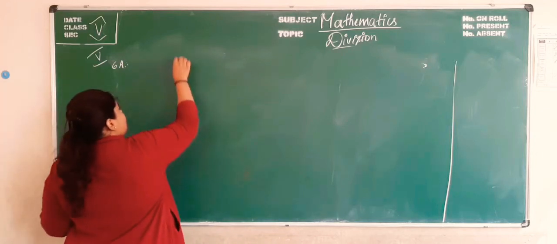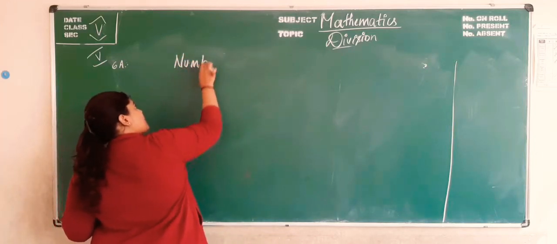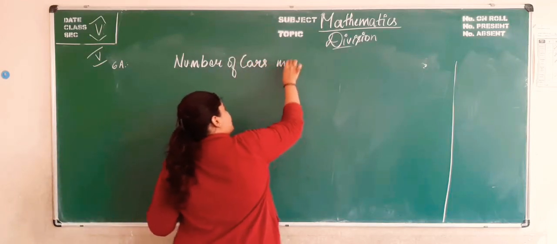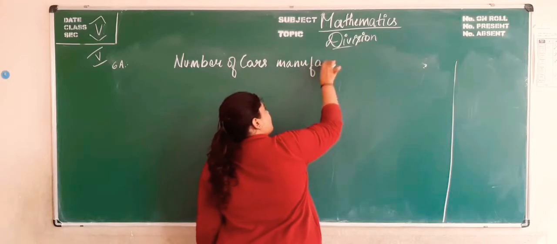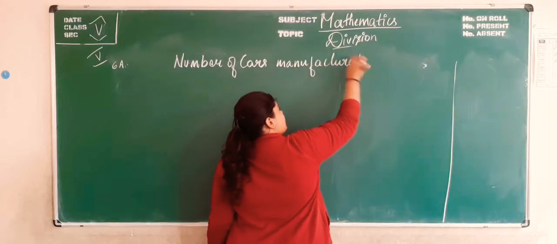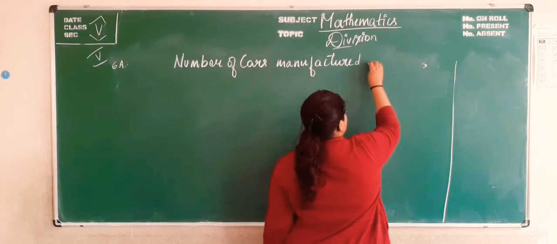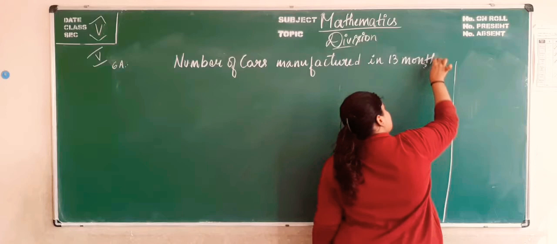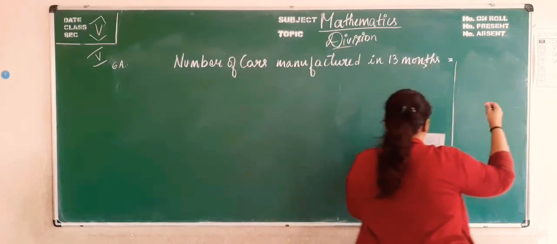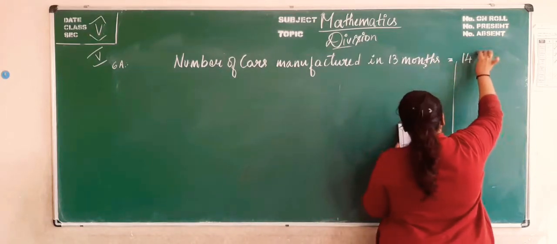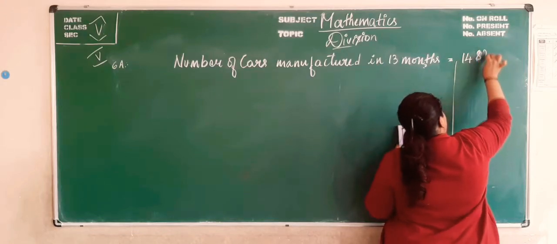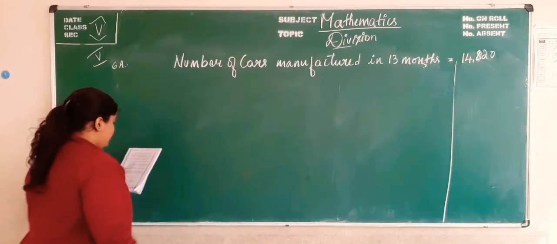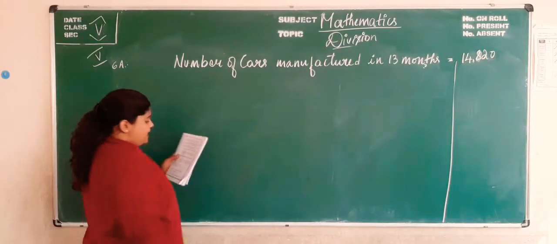Write down. Number of cars manufactured. Number of cars manufactured in 13 months is equal to how many? 14,820 cars. So in 13 months they have manufactured 14,820 cars. Next, what should be the next statement?